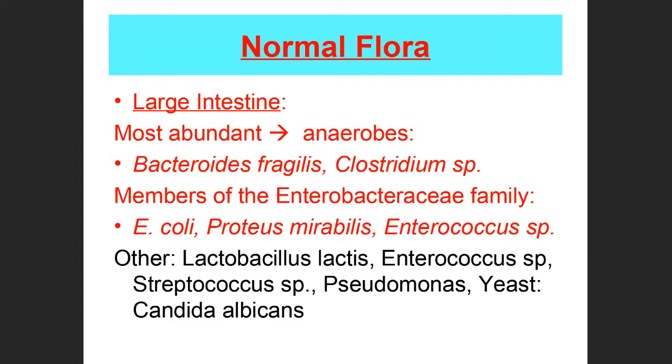Large intestine, yeah, this is probably the place where we have the most microorganisms. Tons and tons of microorganisms. The most abundant type are the strict anaerobes. A lot of the same anaerobes that we find in the mouth, we're going to also find in the large intestine. Bacteroides, Clostridium. The second most abundant will be the members of the Enterobacteriaceae family, like E. coli, Proteus, Enterococcus, etc. Other organisms: Lactobacillus, Enterococcus, Streptococcus, Pseudomonas, some yeast. So the normal flora in the large intestine is extremely varied.